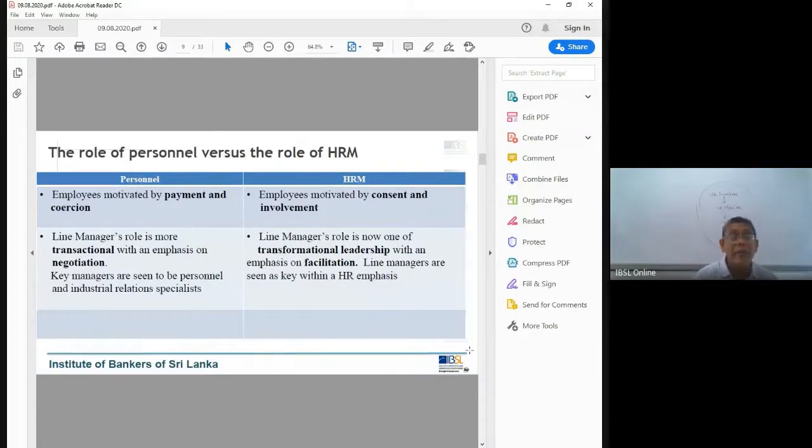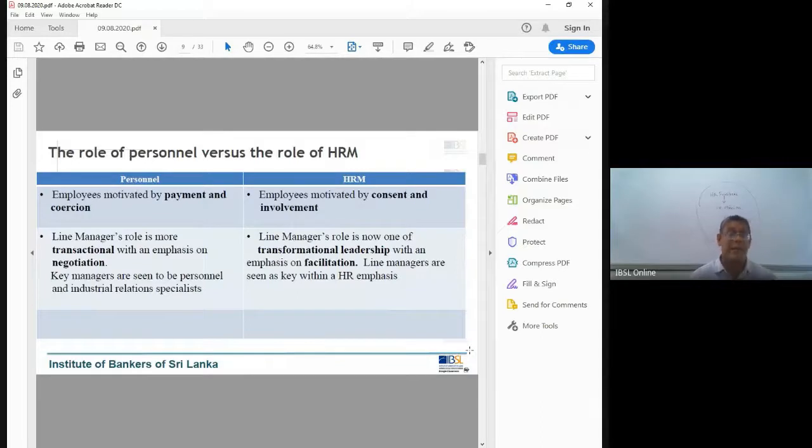Employees are motivated by payment and coercion, that means punishment. In personal management, employees can be motivated with some incentives, which we are still using, but more or less they concentrate on payment and coercion.